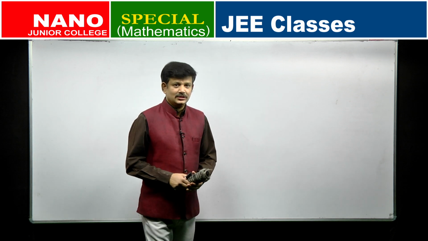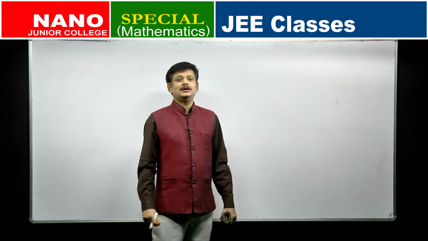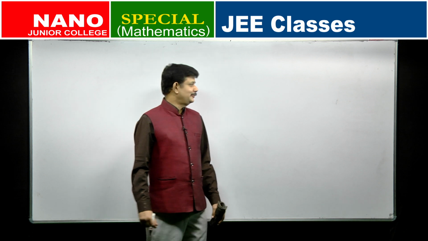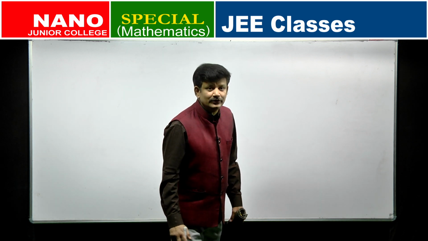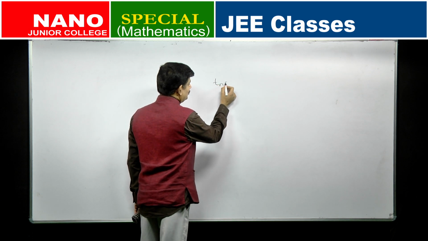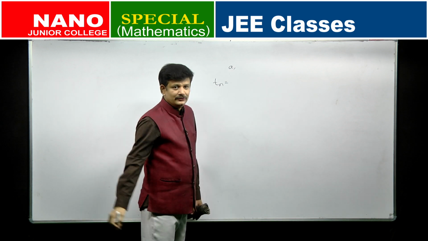In today's class, we will continue with arithmetic progression. Last class we discussed what an arithmetic progression is and what the general term of an arithmetic progression is, and we also derived the formula for the sum to n terms of an arithmetic progression. So, what is the nth term of an arithmetic progression whose first term is a and common difference is d?